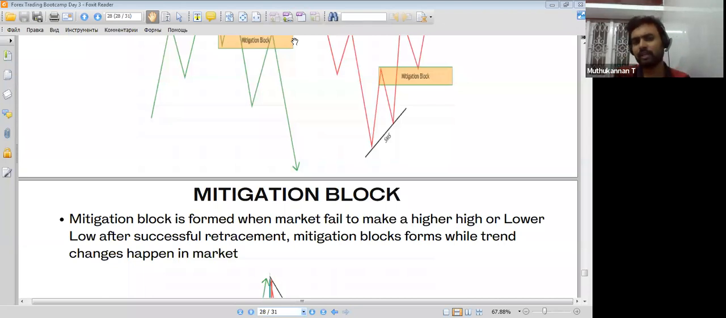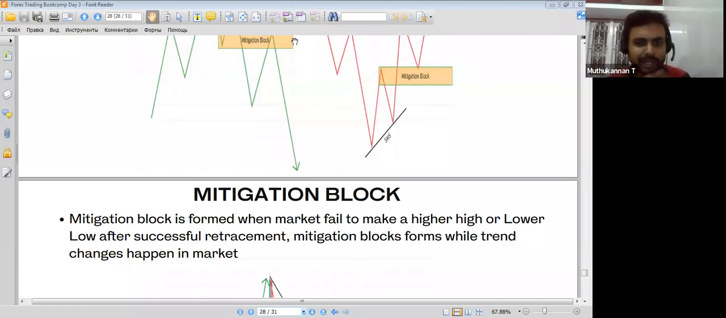Now, should you need to follow the breaker block? No, you don't need to follow the breaker block. You don't need to follow the flip zones. You don't need to follow the mitigation block. That is not required. You can simply follow rally-base-drop, supply and demand zones, and order blocks, bullish order block, bearish order block. That is more than enough.